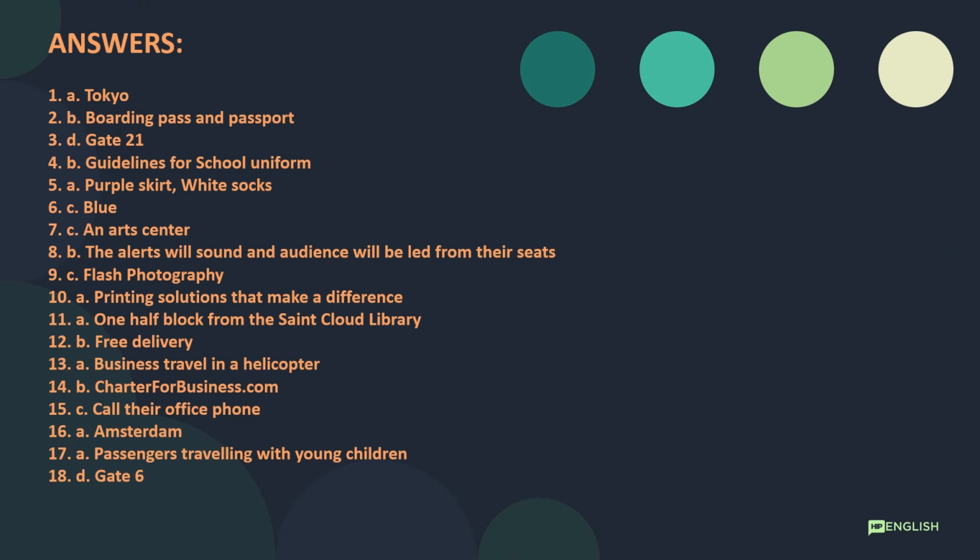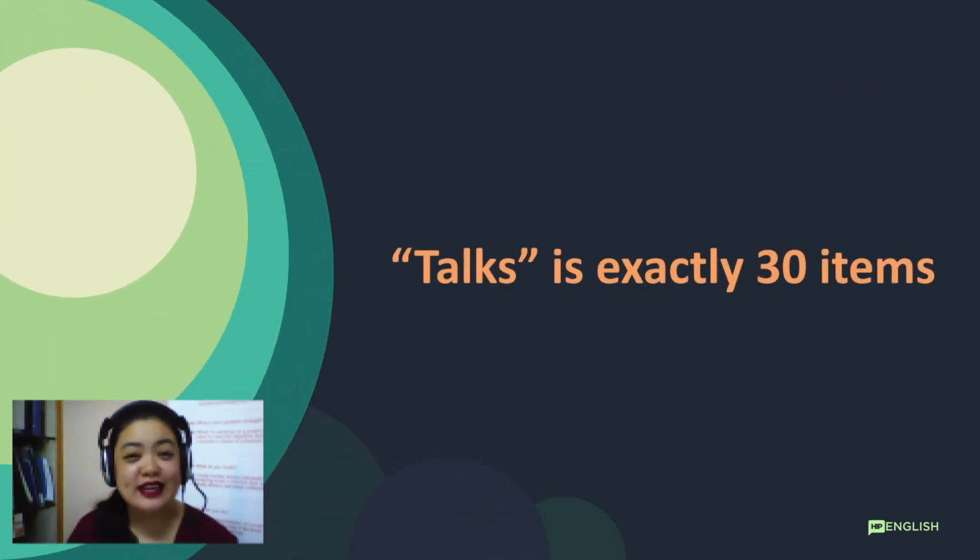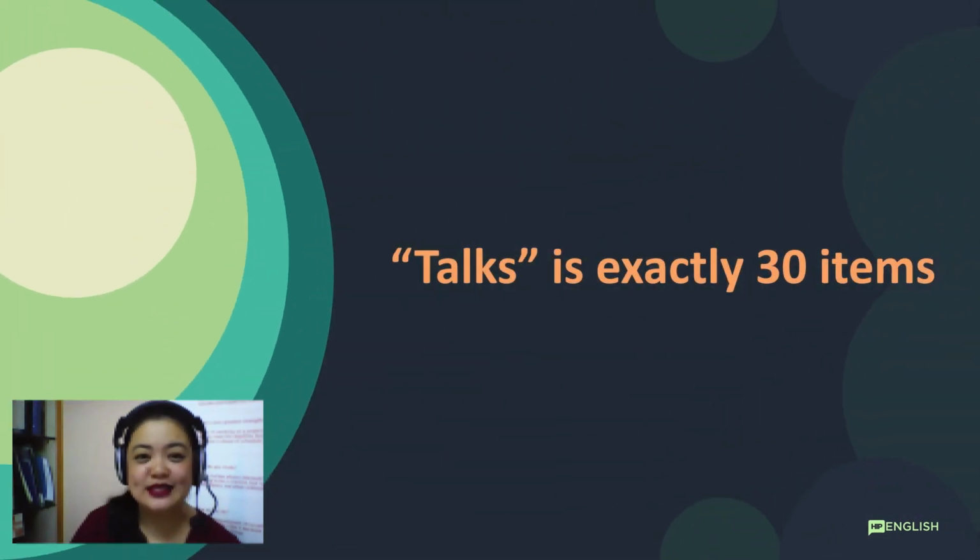Let's check out the answers. How many items did you get correct? The best tip that we can offer for this section of the test is that you skim through the questions and answer choices while you're listening to the audio recording. The listening section's talks will have exactly 20 items. Once all the recordings are done, you can now proceed to the reading section of the test.